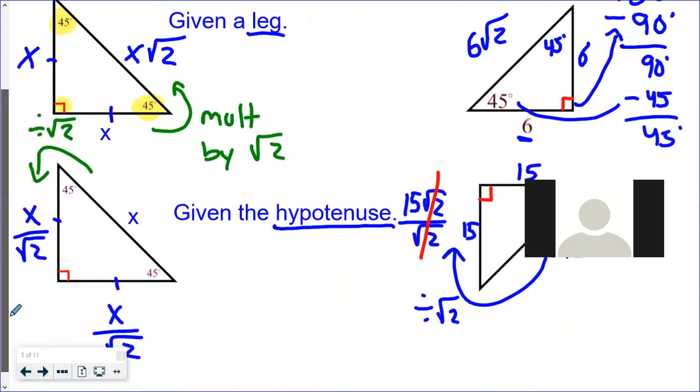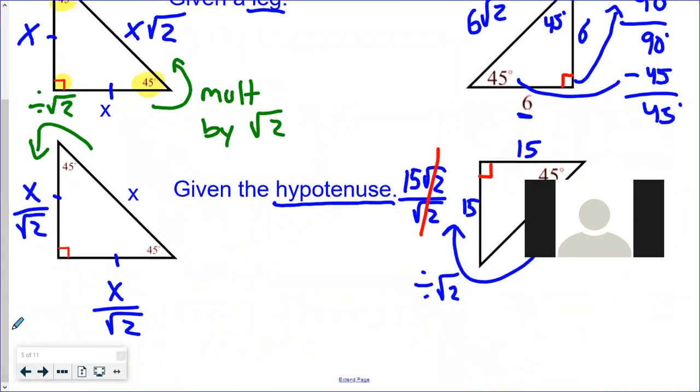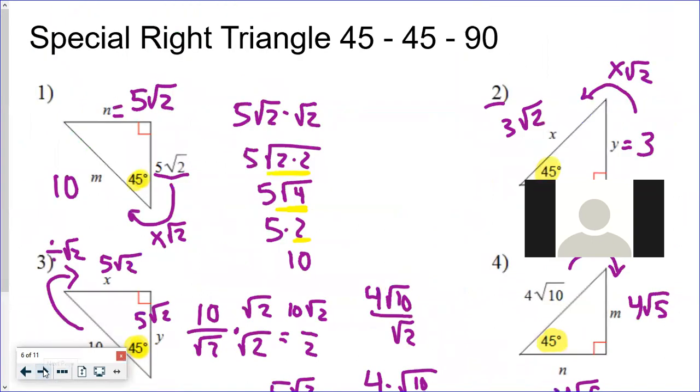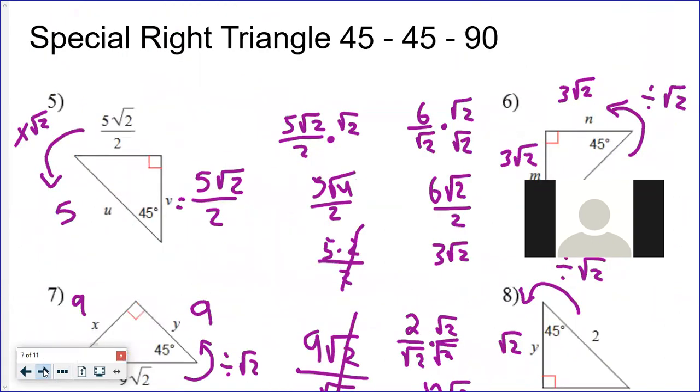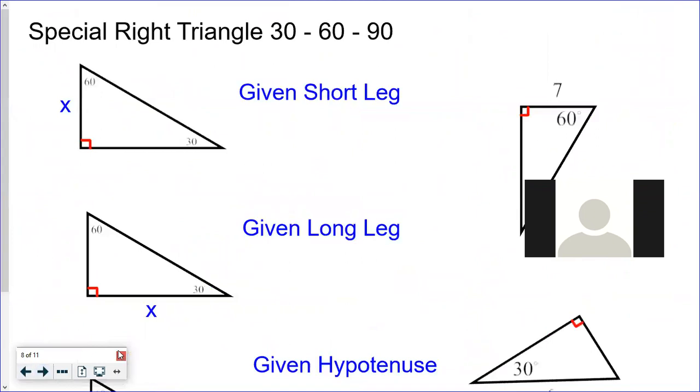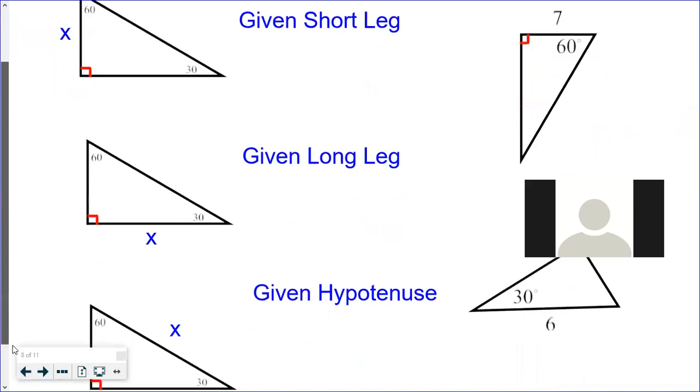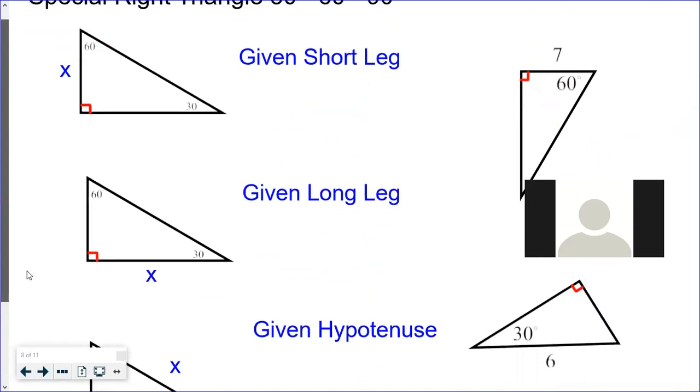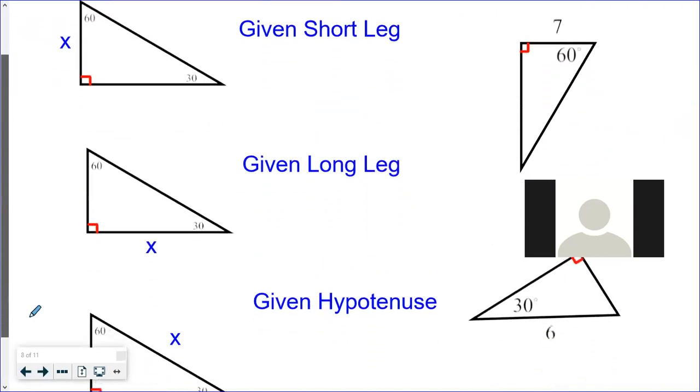Or you're given a hypotenuse and you need to find the leg, which you find by dividing by the square root of 2. Pretty easy. I hope the more you do it, the more it'll make sense. Now with a 30, 60, 90 triangle, there's actually 3 scenarios you could have. And so I've got 3 triangles, and I'm going to walk you through this, okay?